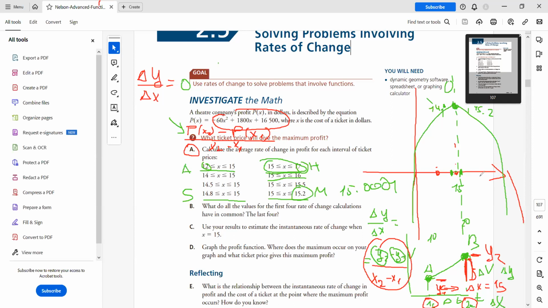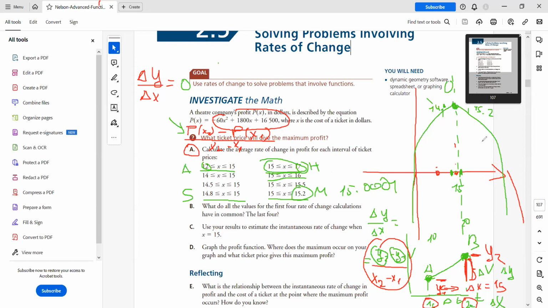One more time, in advanced functions, we only estimate instantaneous rate of change. In calculus, you learn how to calculate the exact value of instantaneous rate of change through derivatives, but we're not going to cover this in this course. Are there any more questions on how to solve this?